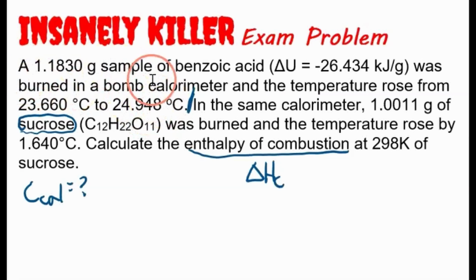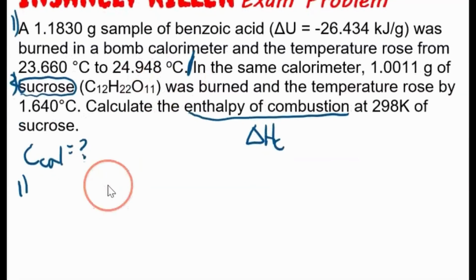That's why this first run is performed. And if you've done this in the lab, then you'll know that you always do a calibration run. So this first part here is performed in order to find out what Ccal is, what the heat capacity of the calorimeter is. So this is like the first one, and then this is like the second part here. So for the first experiment, we need to find out the heat capacity of the calorimeter.